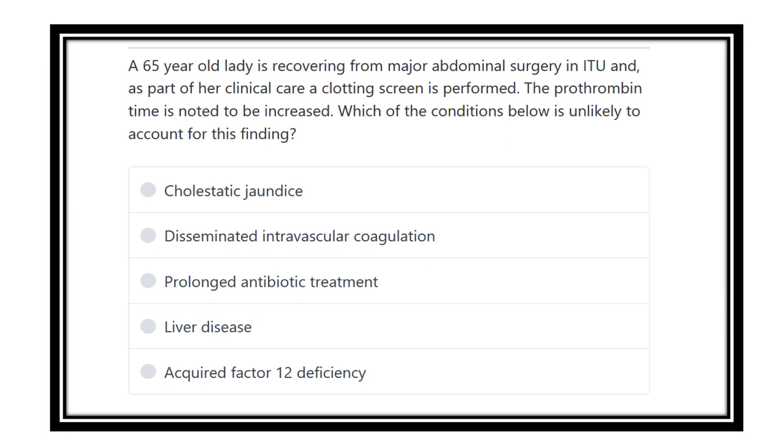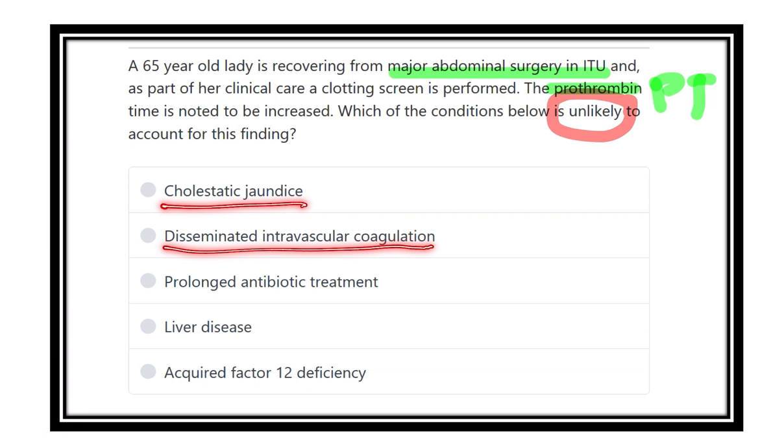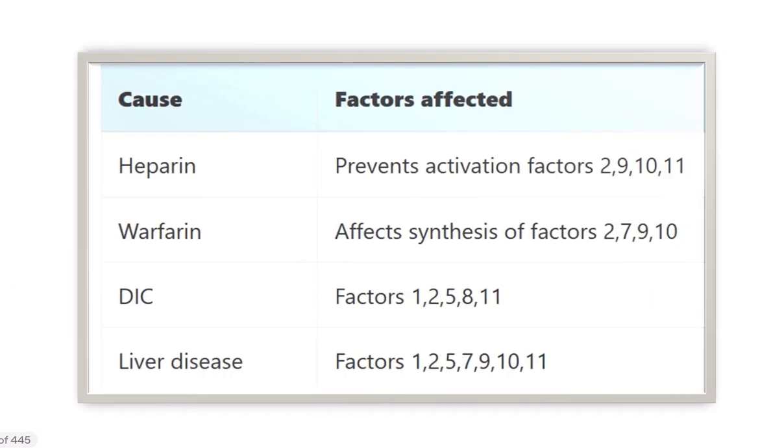So first of all, let's see the clinical findings. A 65-year-old lady recovering from major abdominal surgery in the ITU, and as part of clinical care, a clotting screening is performed and the prothrombin time, the PT, is increased. So which of the following conditions is unlikely? That means which is not responsible for increased PT. Here the options are cholestatic jaundice, disseminated intravascular coagulation, prolonged antibiotic treatment, liver disease, and acquired factor 12 deficiency. So what is the cause which is not responsible for an increase in the prothrombin time?